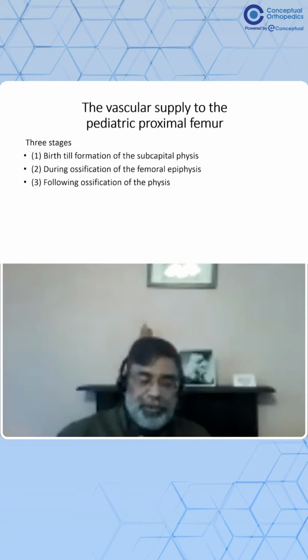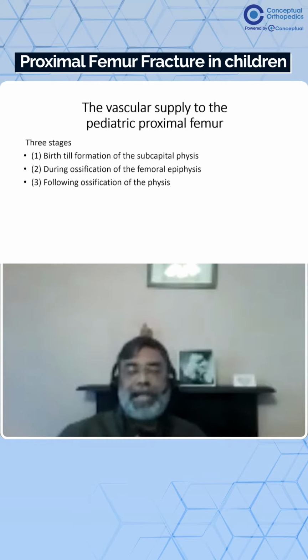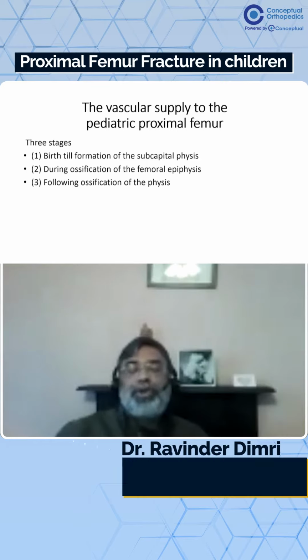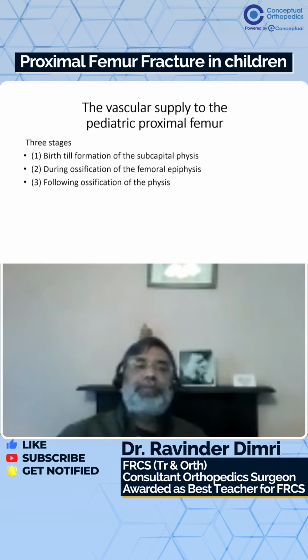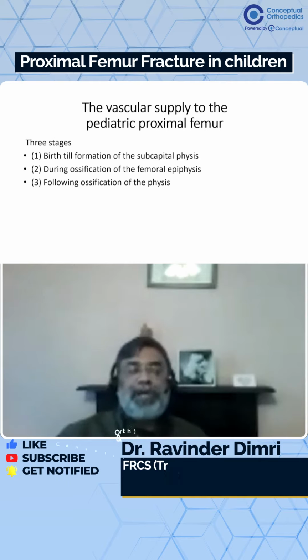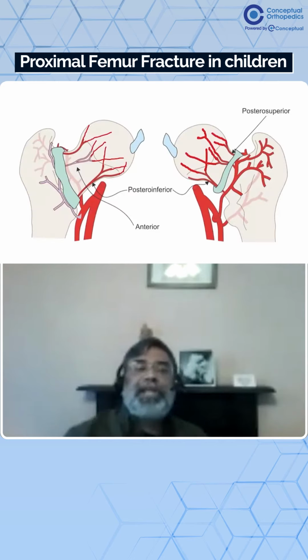The second important factor, which is commonly asked in the exam, is about the vascularity. And you should know that the proximal femur or femoral head vascularity changes during childhood. So it's different when you are born. It's different from 3 to 4 years of age to about 10, 12 years of age. And then it is different once the physis is fused. So let's go into a little bit of detail about this.